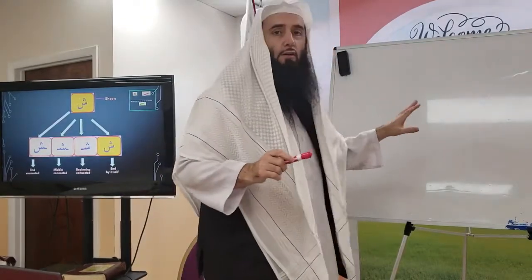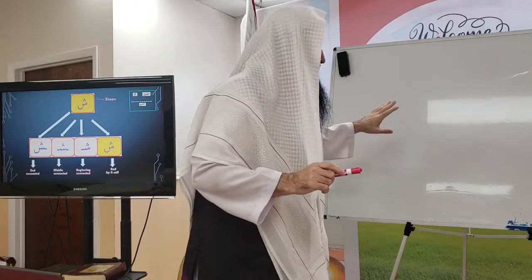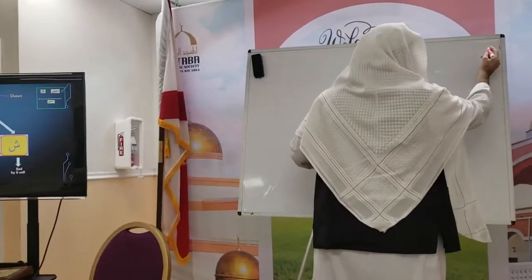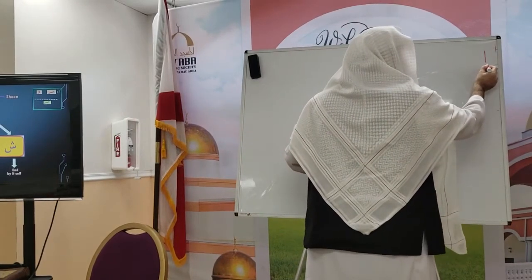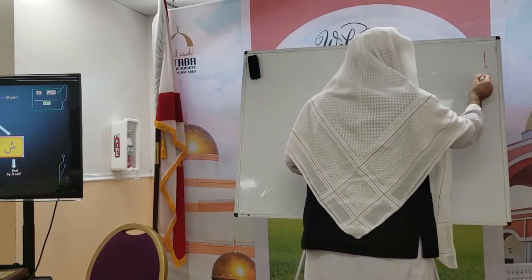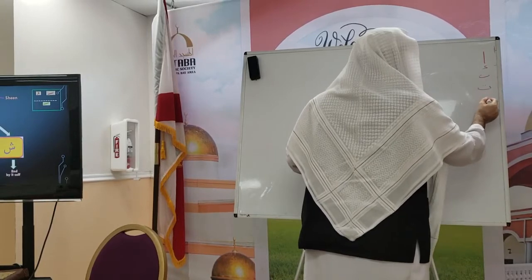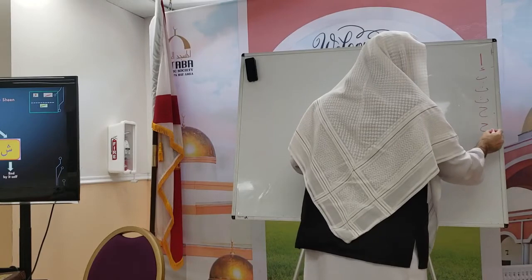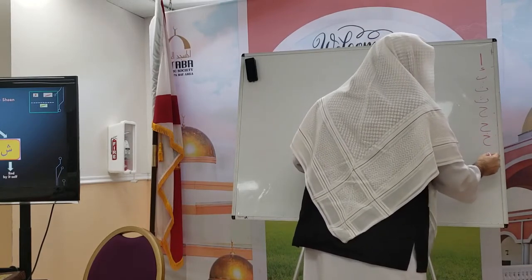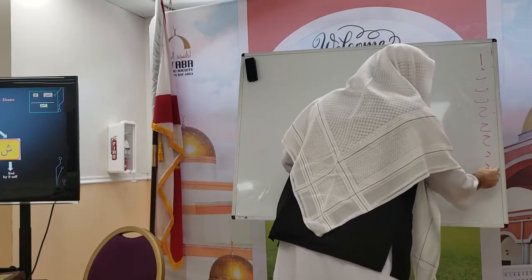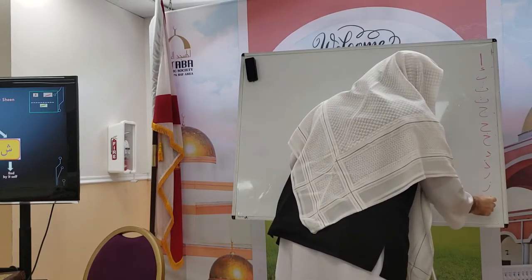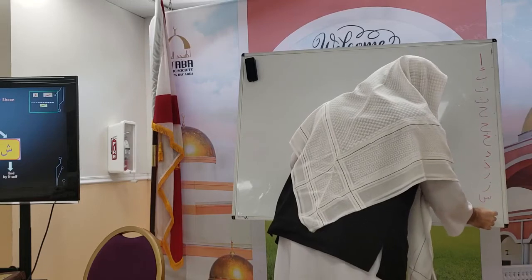So let's go over to the letters. The letters we took: alif, hamza, ba, ta, tha, jim, ha, kha, dal, dhal, ra, za, sin, and the last one, shin.